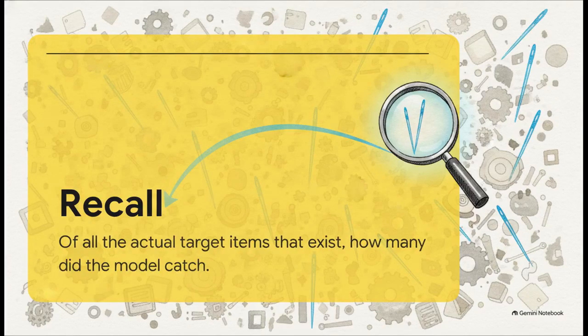Then, acting as kind of a counterweight to precision, we have recall. Of all the actual target items that exist out there, how many did the model successfully catch? Do you see how this shifts our perspective entirely? Precision was about trusting the model's alarms. Recall, on the other hand, is asking what the model might have completely missed. It measures the system's comprehensiveness, its ability to find that needle in the haystack without letting a single one slip by.